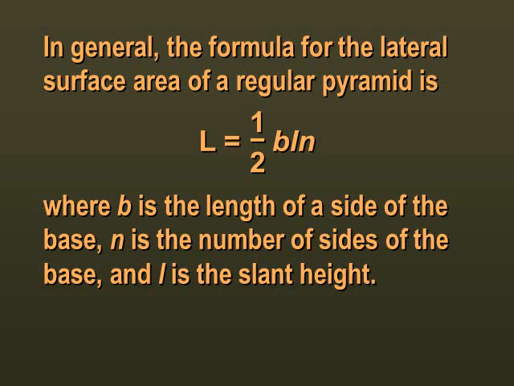So in general, the formula for the lateral surface area of a regular pyramid is half base times slant, that's what the L means, the slant, times the number of sides. B is the length of the side of the base, N is the number of sides of the base, and L is the slant height. So if you look at that, that's really still perimeter times the slant height. So we can simplify that even a little.